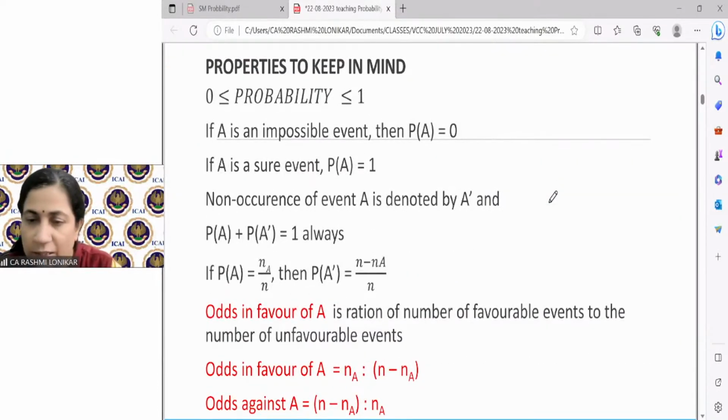Now let us talk about the properties that we should keep in mind while we are trying to understand what is probability. You can get these from theory also, and also their application when we are doing the problems.